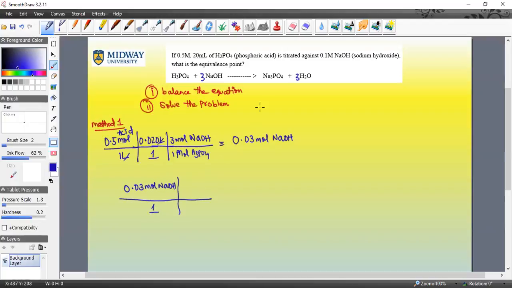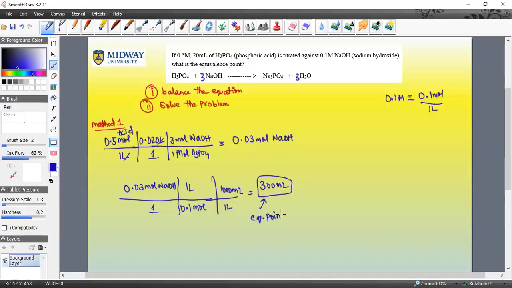And then we do know the final concentration. 0.1 molar is the same as 0.1 moles over 1 liter. So we put the liter on the top, the 0.1 moles on the bottom, and then we have to convert the liters to milliliters. So that would be divided by 0.1 multiplied by 1,000. So that's 300 mL. That is the answer, which is the equivalence point. This is the EQ point, or equivalence point.